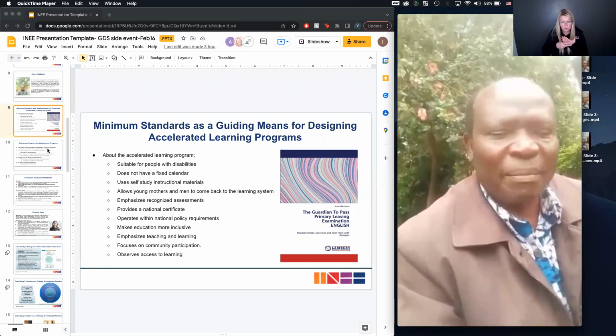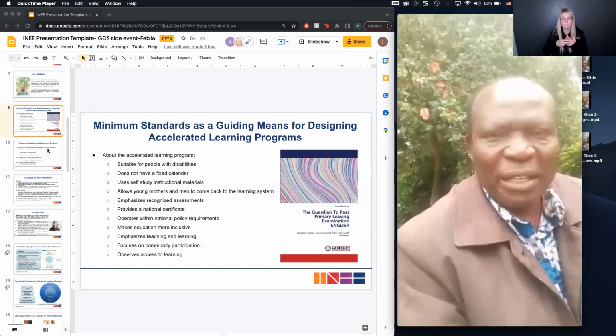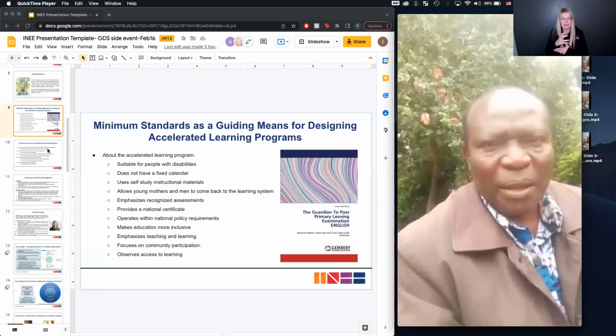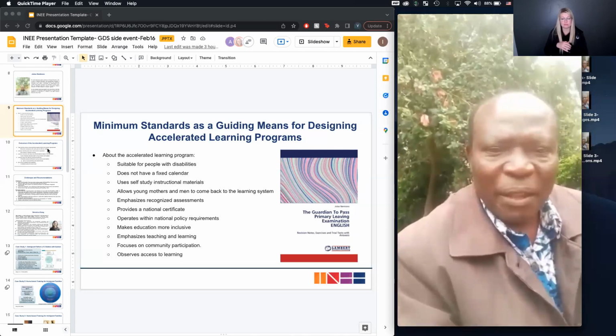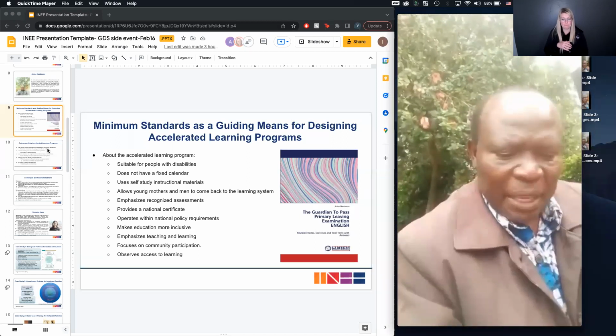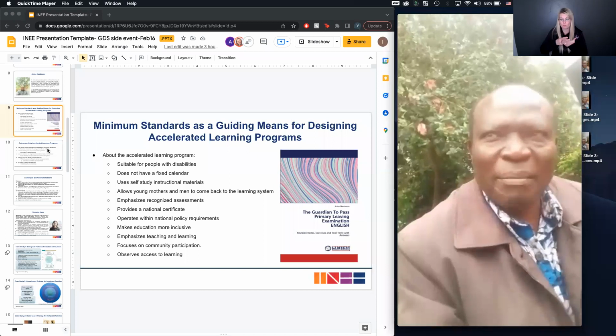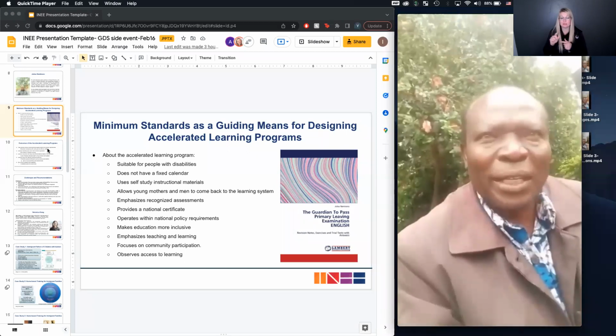And this accelerated learning program is what we implement here in Uganda, and it has been useful. The usefulness is seen from the idea that accelerated learning program allows these people with disabilities to come back to class.